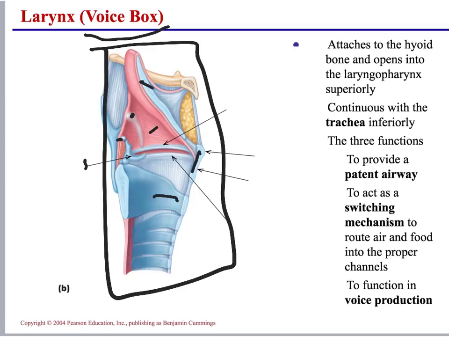Another function of the larynx is to allow us to produce voice. I'm not talking about speech. Speech has to do with the muscles in our tongue, pharynx, and mouth. This is voice. For example, you can just go like this or go like this, right? So the pitch and the tone.